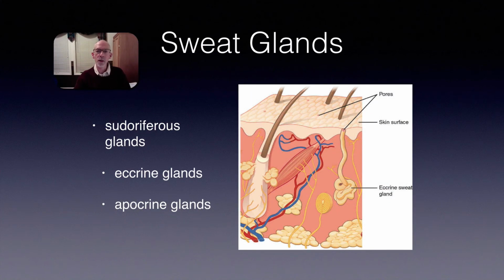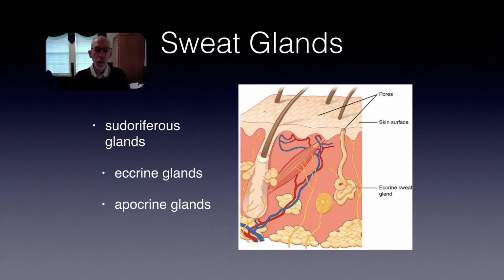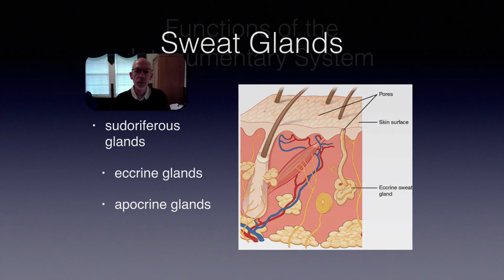Sweat glands are another structure of the integumentary system. The anatomical term for sweat glands are sudoriferous glands. Most sweat glands are eccrine glands. These are glands that are found in a variety of places throughout your body, especially your palms, soles of your feet, and your forehead. The other type of sweat glands are known as the apocrine glands. These are found in densely hairy areas such as the armpits and the genital areas.